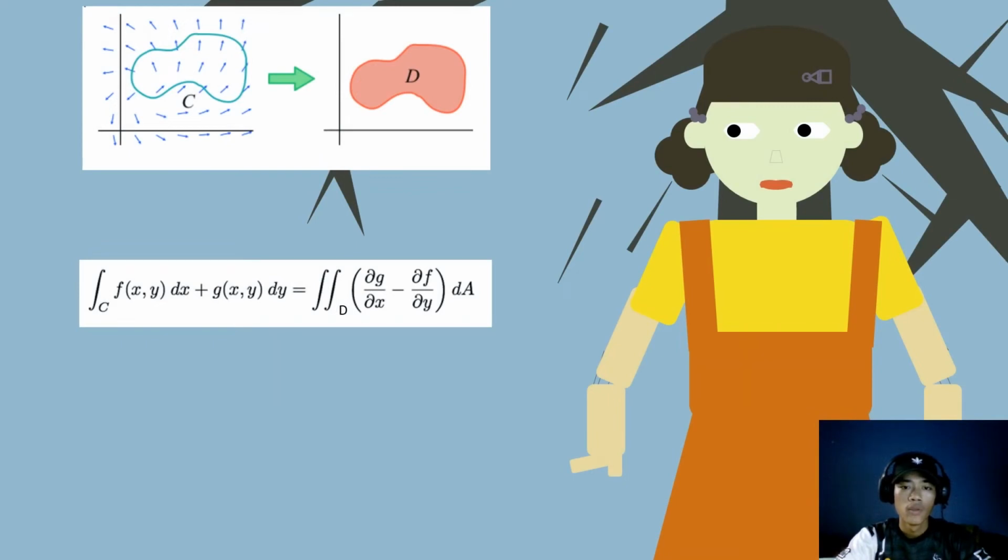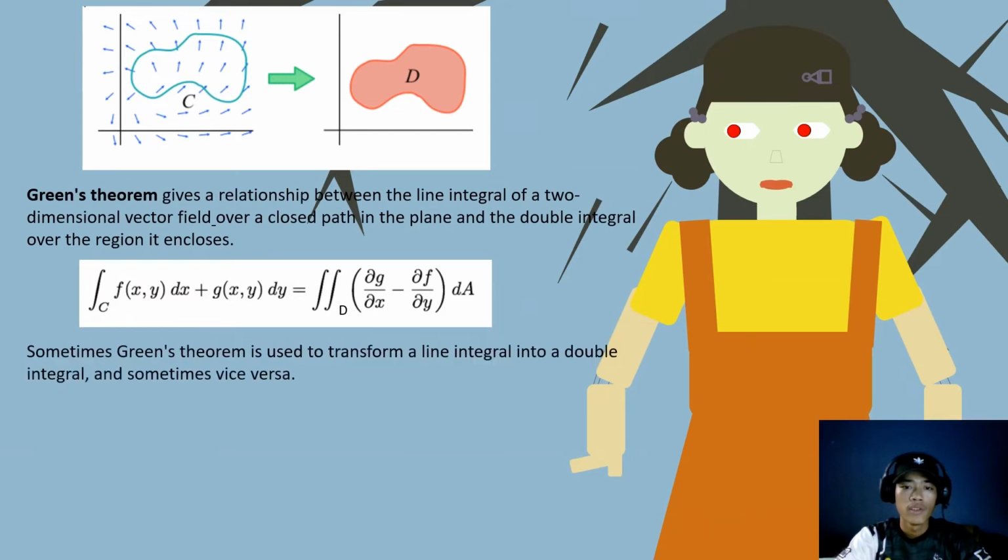Assalamualaikum warahmatullahi wabarakatuh. My name is Muhammad Ikhwan Hakimi bin Zulkarnain, and today I will talk about what Green's theorem is. Green's theorem describes a relationship between the line integral of a two-dimensional vector field over a closed path in the plane and the double integral over the region it encloses. Green's theorem is a specific example of the statement that the integral of a two-dimensional conservative field over a closed path equals zero. Green's theorem is a subset of Stokes' theorem, which is far more general.